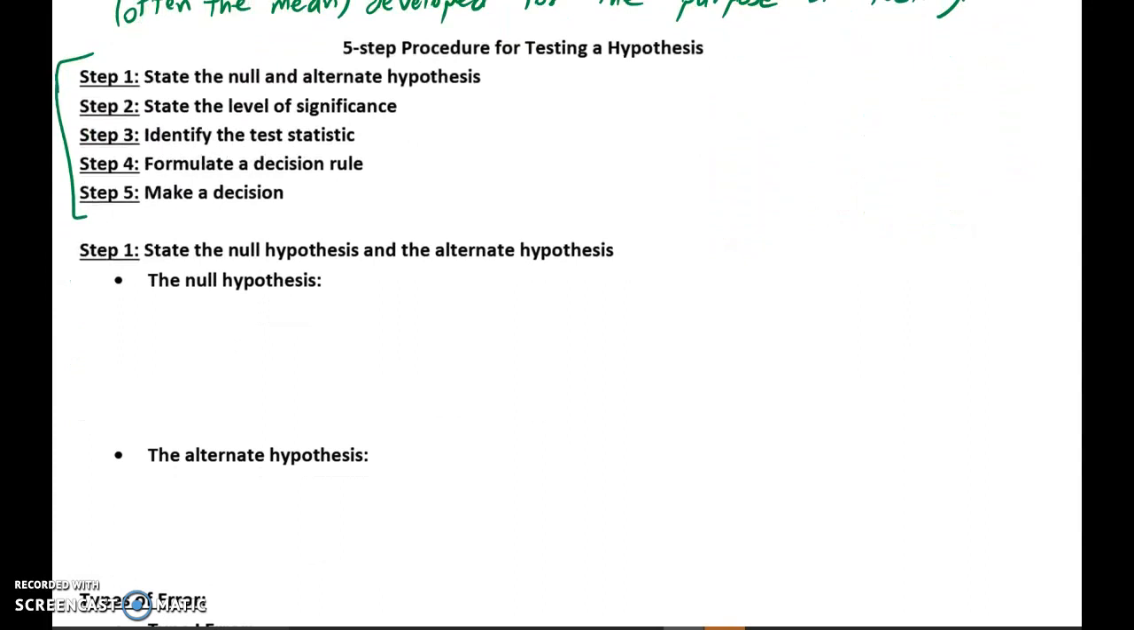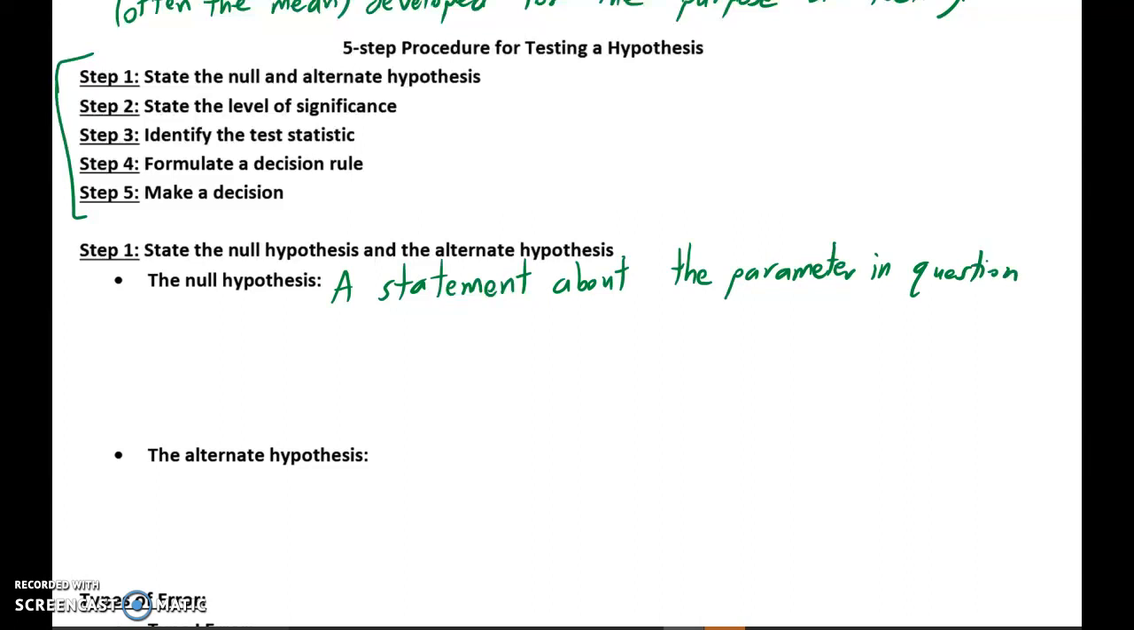So step 1, state the null hypothesis and the alternate hypothesis. So the null hypothesis is simply a statement about the population parameter in question. Okay, a statement about the parameter in question. Yesterday it would have been that p equaled 0.5, right? That was our guess for the probability of success.